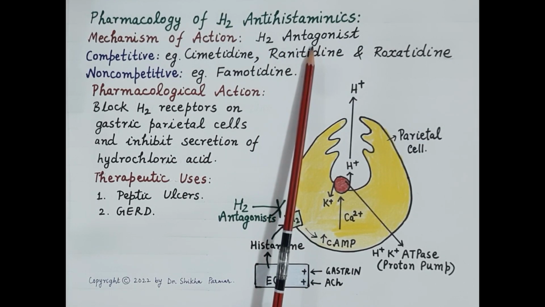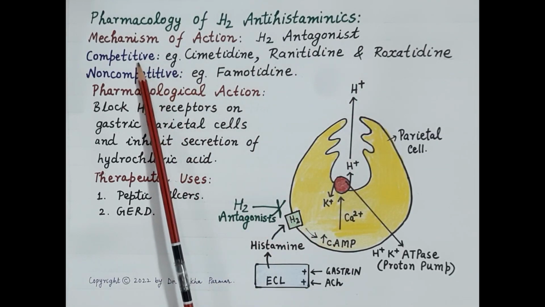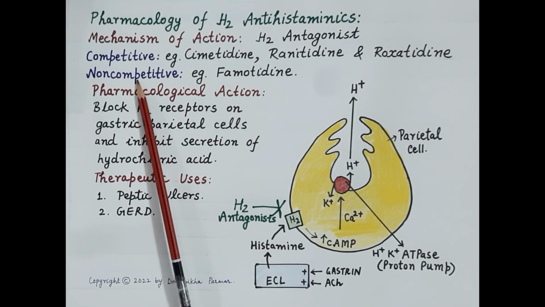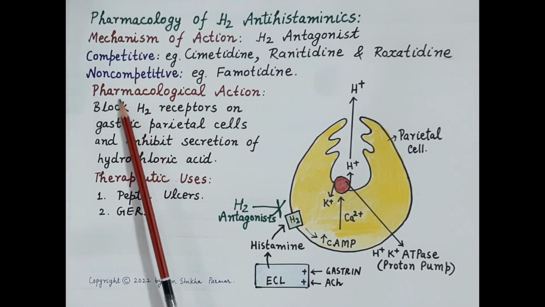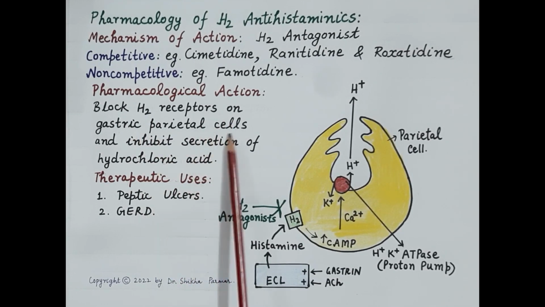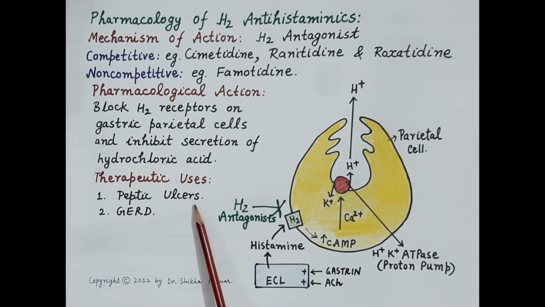Drugs like cimetidine, ranitidine and roxatidine are competitive H2 antagonists, while famotidine is a non-competitive antagonist of H2 receptors. As we have already discussed, these drugs block H2 receptors on the gastric parietal cell and inhibit secretion of hydrochloric acid. Therefore, these drugs are indicated in the treatment and management of peptic ulcer and diseases like gastroesophageal reflux disease. So, this is in brief on the pharmacology of H1 antihistaminics and H2 antagonists.